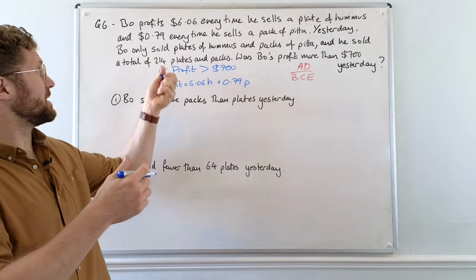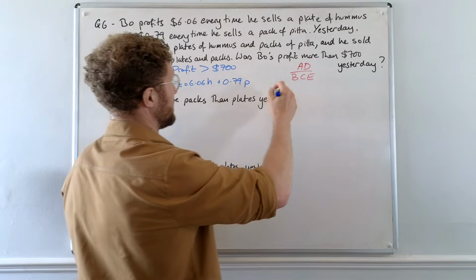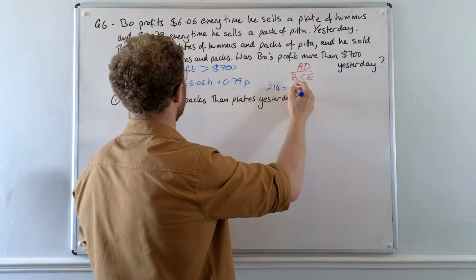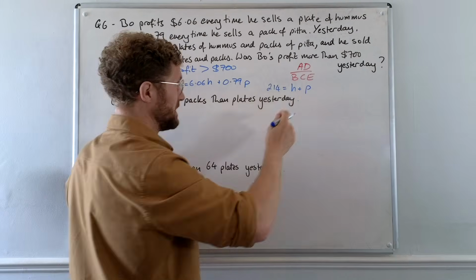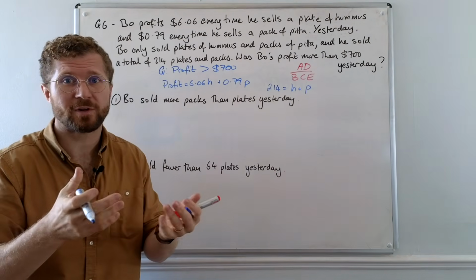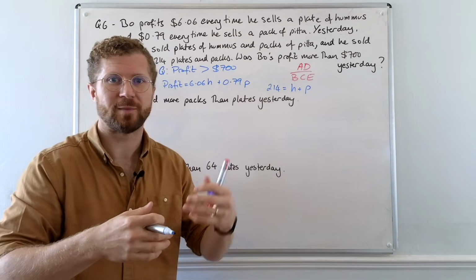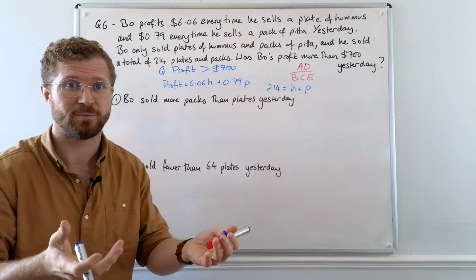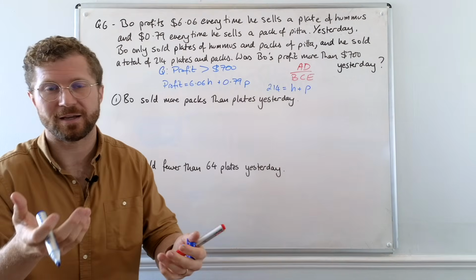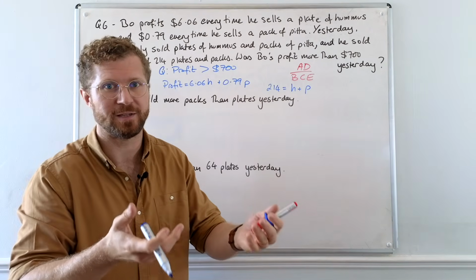Now, the other thing that we can tell from this is that he sold a total of 214 plates of hummus and packs of pita. So really, we've got a limit there. We know that these two need to add up to 214. So every time I add a plate of hummus, I need to take away a pack of pita, and vice versa. Every time I add a pack of pita, I need to take away a plate of hummus.